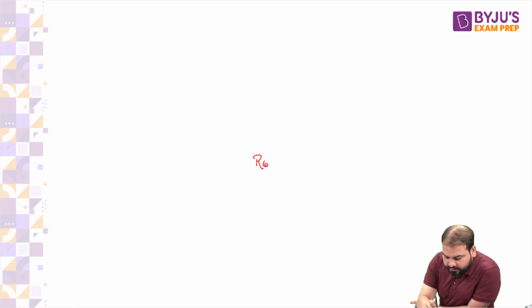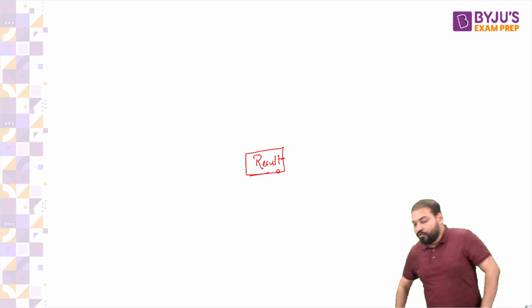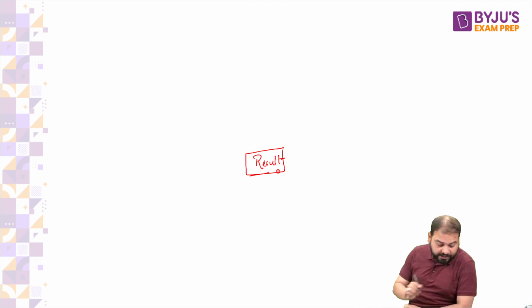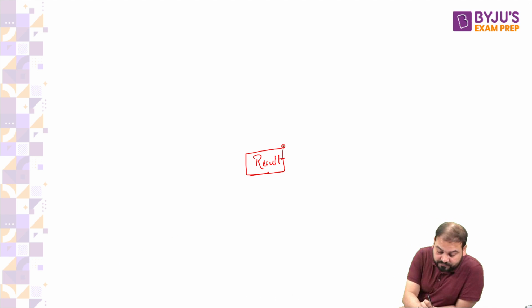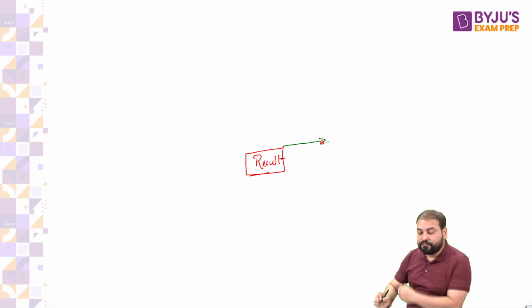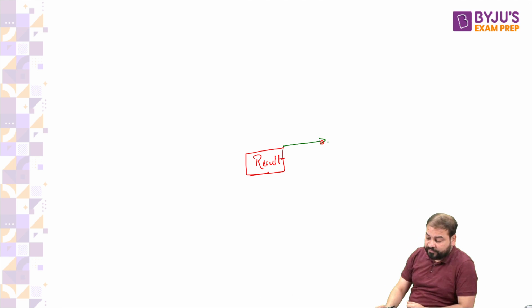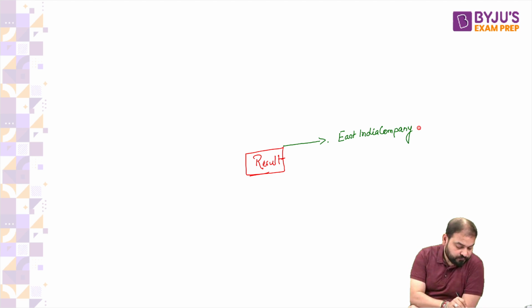Moving to the final part of this particular chapter, the result. This is the last part, from which UPSC has already asked questions in the previous exam. Let us see the result. Who is ruling us right now? Absolutely. Right now it is the rule of East India Company.